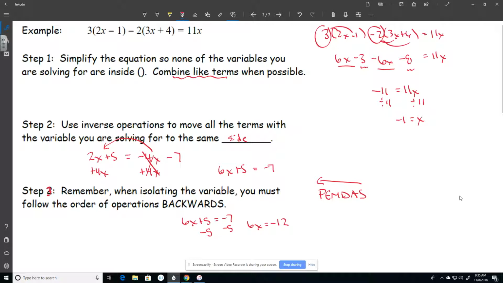Now I want to get rid of this 6 by dividing by 6. So x equals negative 2. That would be my solution.